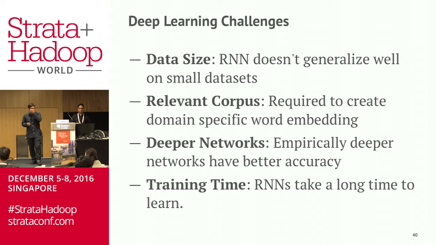RNNs don't generalize well on small data sets. Fully connected networks, which are the closest proxy to ML, generalize very well on small data sets. So you really need a large corpus for an RNN to train. And you need to make your word embedding as specific as possible to it. We use word2vec as a standard model, but you need to train it for a far longer duration to make it more valuable.